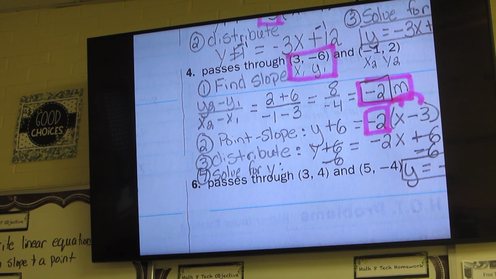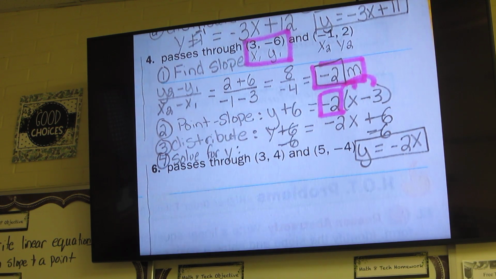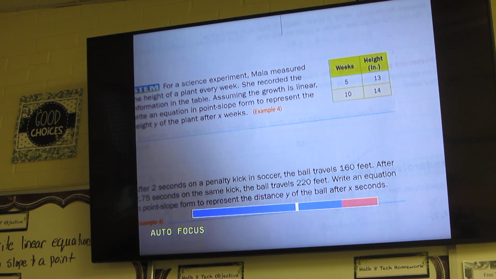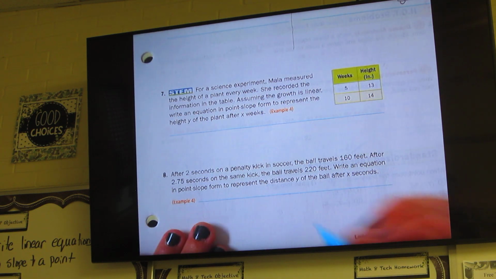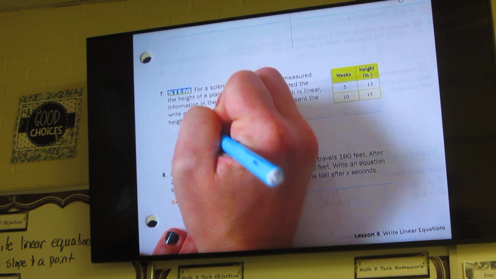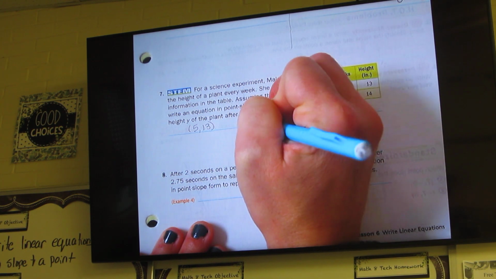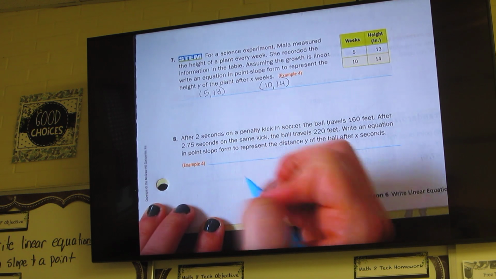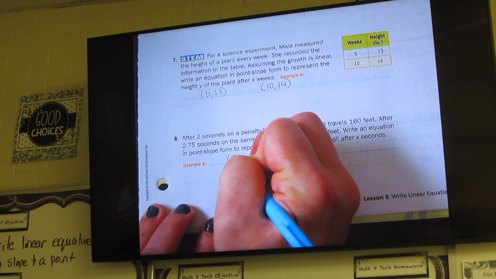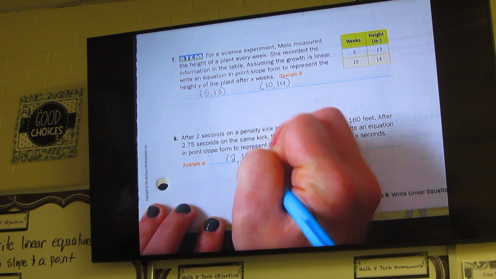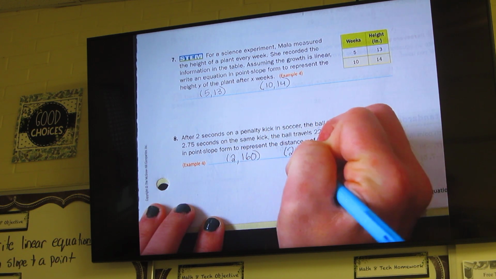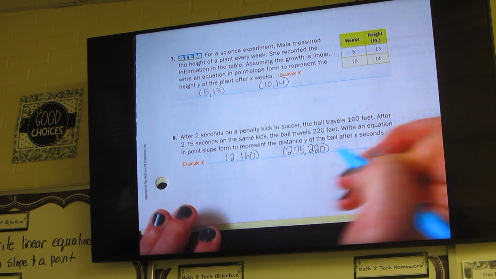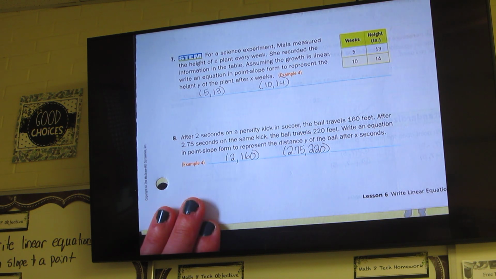But if you're given 2 points, you have that extra step of finding the slope. Okay? Now, so you can see the whole thing. In number 7 and 8 for my students, you have 2 points. So in number 7, they've given me the point 5, 13, and they've given me the point 10, 14. So those are your 2 points. Do it just like I did number 4. In number 8, they gave you after 2 seconds, the ball traveled 160 feet. After 2.75 seconds, the same kick traveled 220 feet. So once again, these are your 2 points. Do it just like you did number 4.